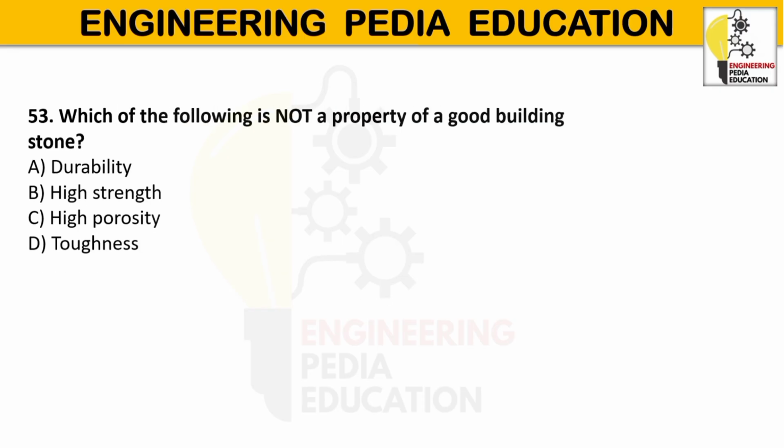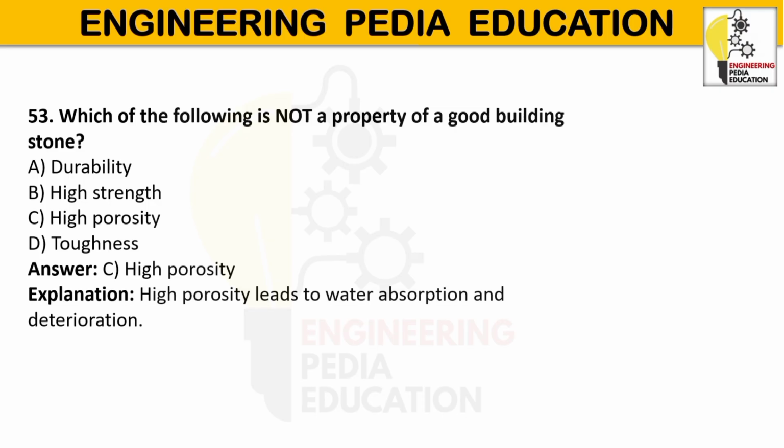Which of the following is not a property of a good building stone? Durability, high strength, high porosity, toughness. The correct option is high porosity. High porosity leads to water absorption and deterioration, as voids are present due to trapped air, and this is not good for giving proper strength, so it is not a good building stone property.